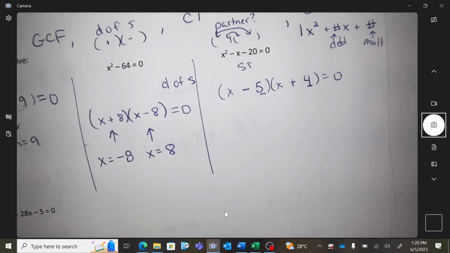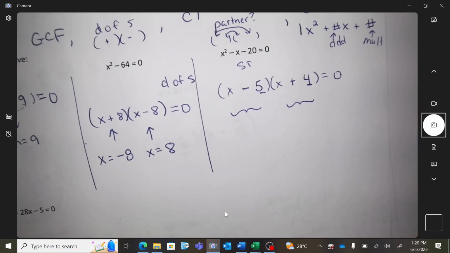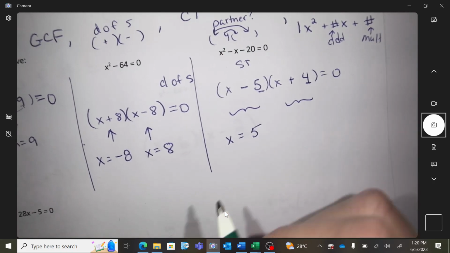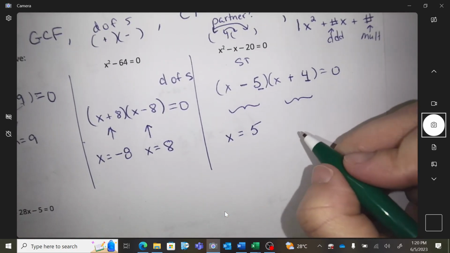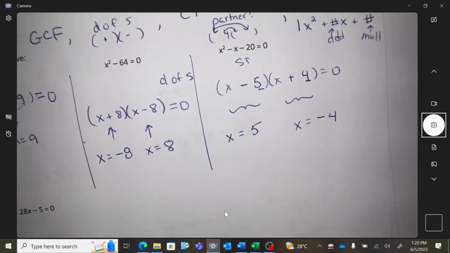Once you write them down, do your check. Does that multiply to -20? Yep. Does it add to -1? So again, you have 2 multipliers. The first multiplier, if you want it to be 0, x would have to be 5. And this one, x would be -4.